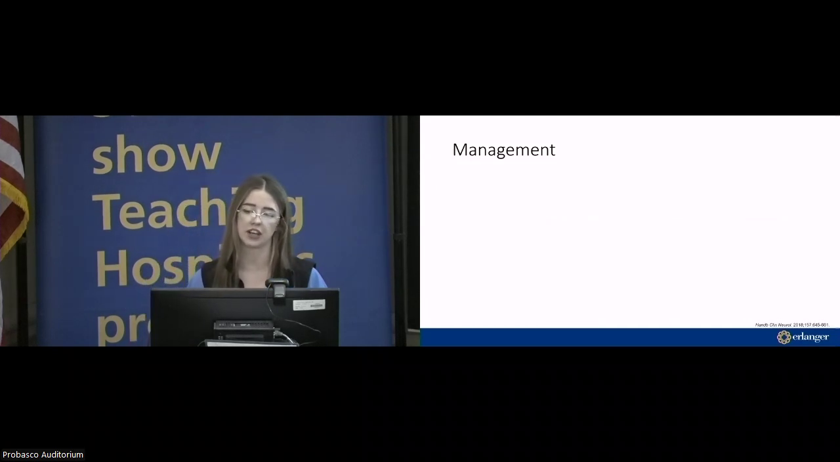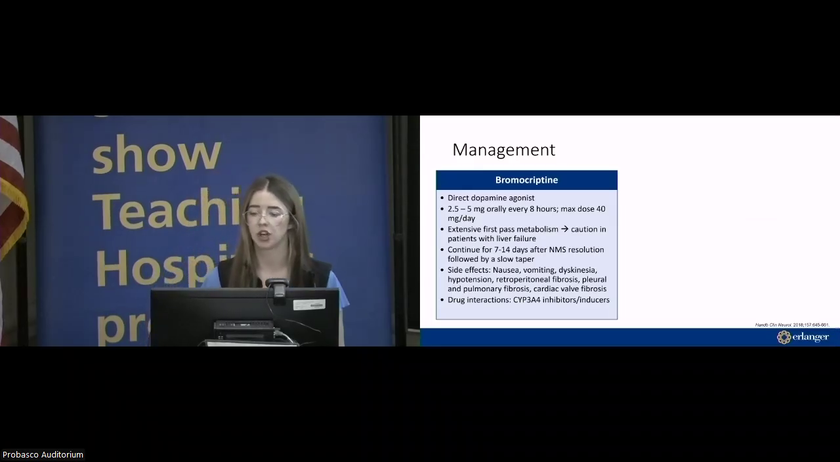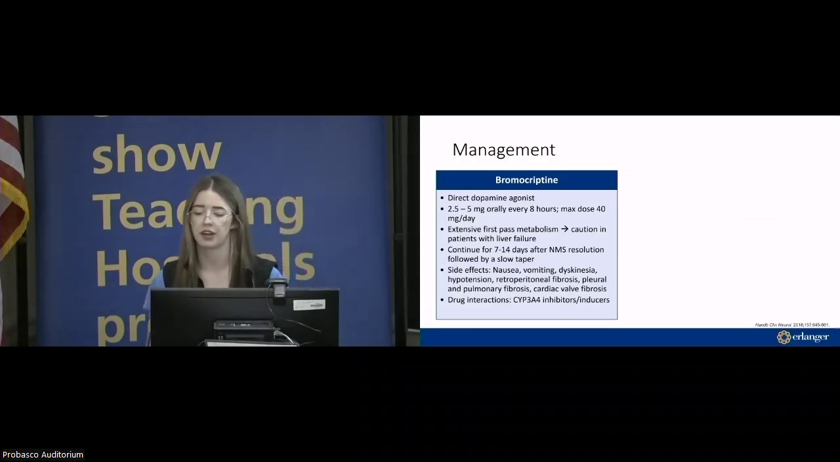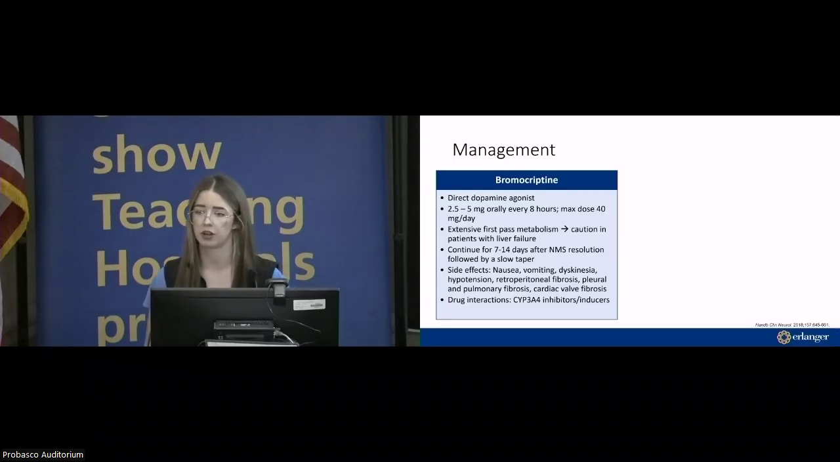For moderate to severe NMS, pharmacologic agents that restore dopaminergic tone can be added. So the first one we'll discuss is bromocriptine. It's a direct dopamine agonist, typically dosed 2.5 to 5 milligrams orally every 8 hours with a maximum dose of 40 milligrams a day. Due to its extensive first-pass metabolism, you want to use caution in patients with liver impairment.